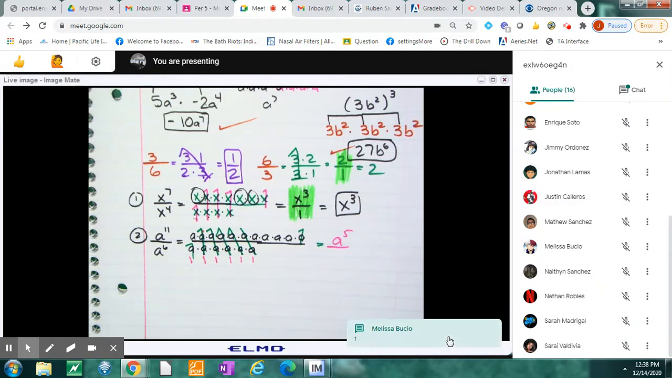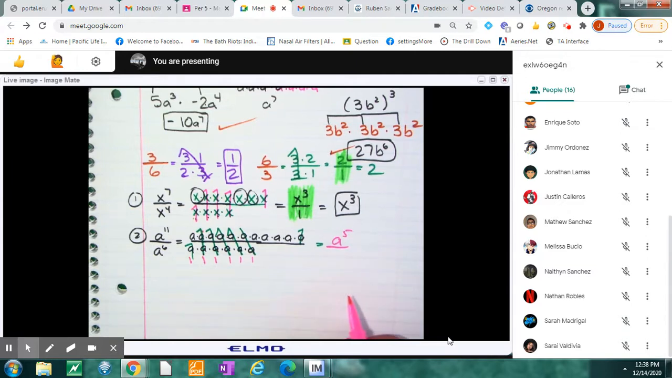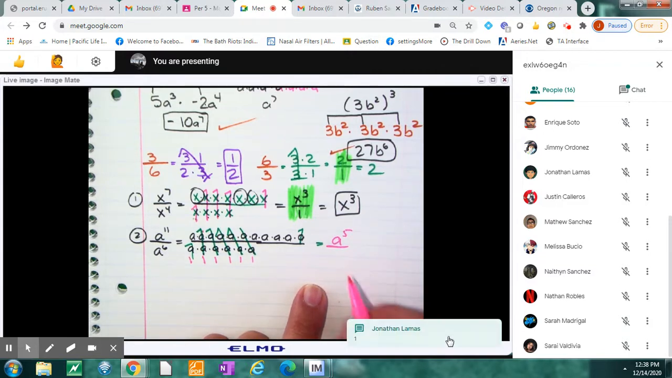1. Times 1? 1. Times 1? 1. Times 1. So what is it, Lamas? Do you want to change your answer? Remember, we're not adding. It's not 1 plus 1 plus 1. So what is it, Lamas? 1. Very good. Good job.